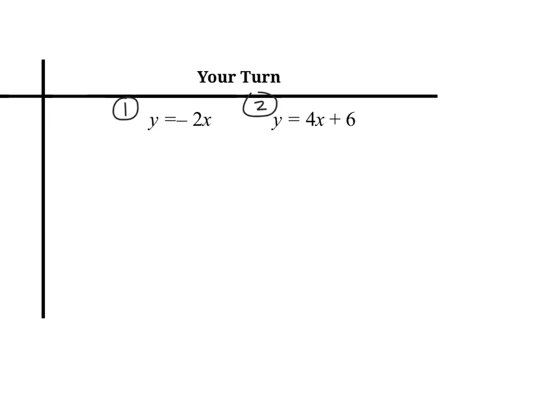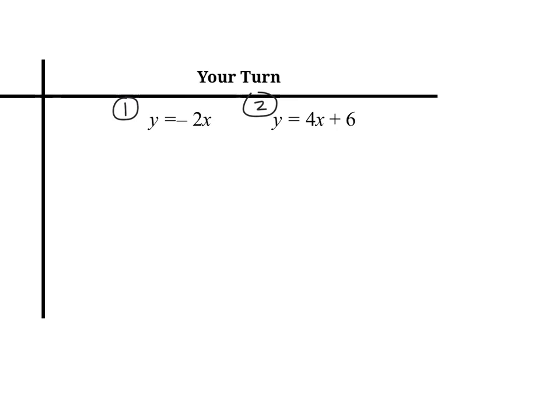Okay, so the first thing that I did as part of my solution was to number off my equations. I took the first equation, y equals minus 2x, and I called that equation number 1. And the equation y equals 4x plus 6, I just called equation number 2.